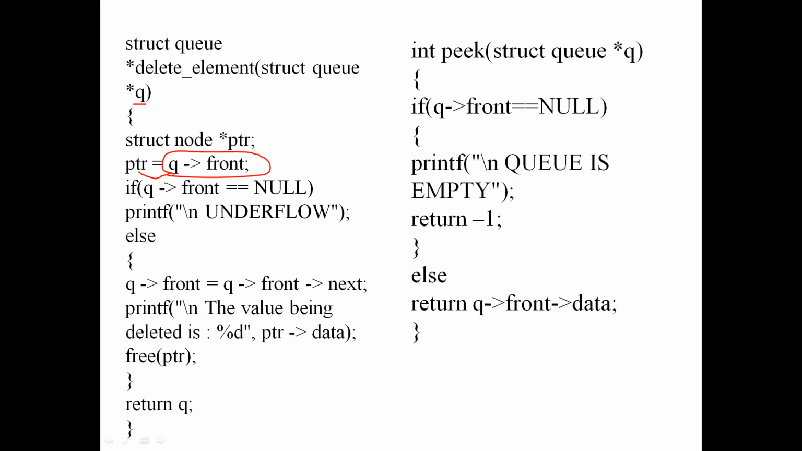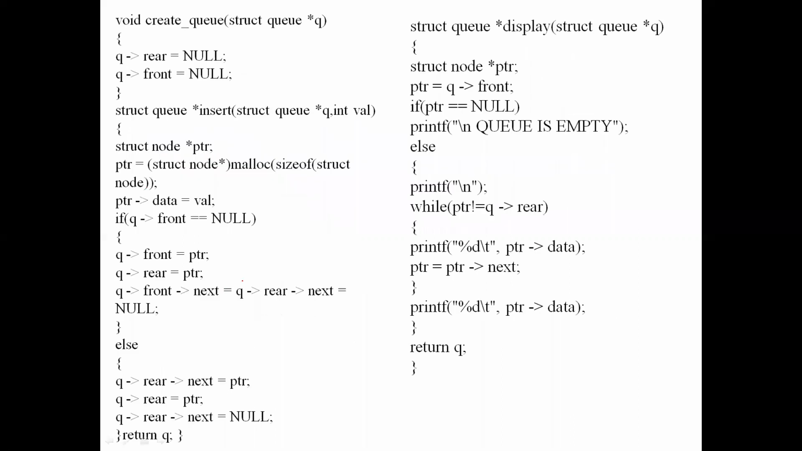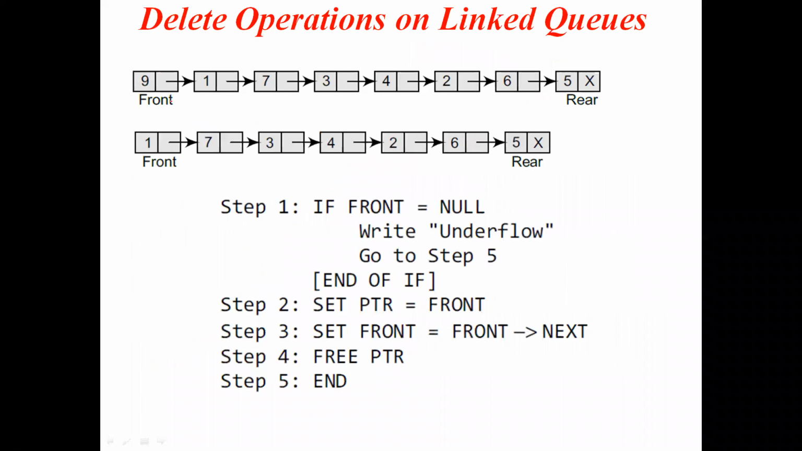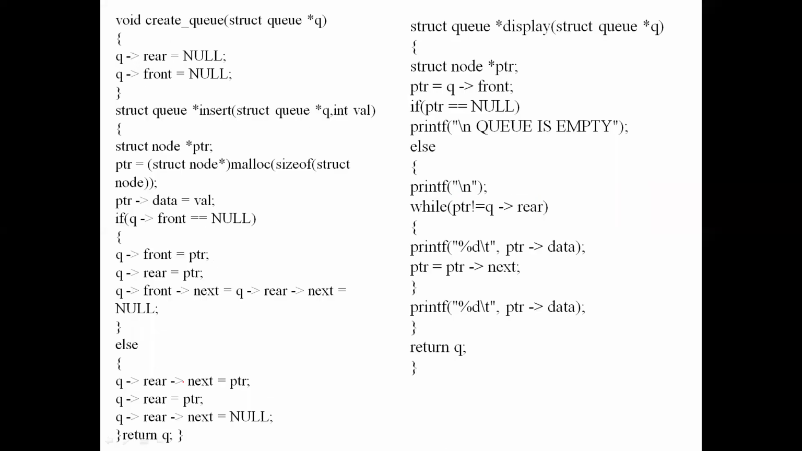So here I'm checking Q arrow front equal to null, which is the underflow condition. Otherwise, this operation. Delete this pointer variable. Before deleting it, you have to move to the next node. I'll show you in the algorithm part. What we discussed here, no? After deleting this 9, the front should be pointing to the 1. Previously it was 9, now it has to point to the 1. The same thing was given here.